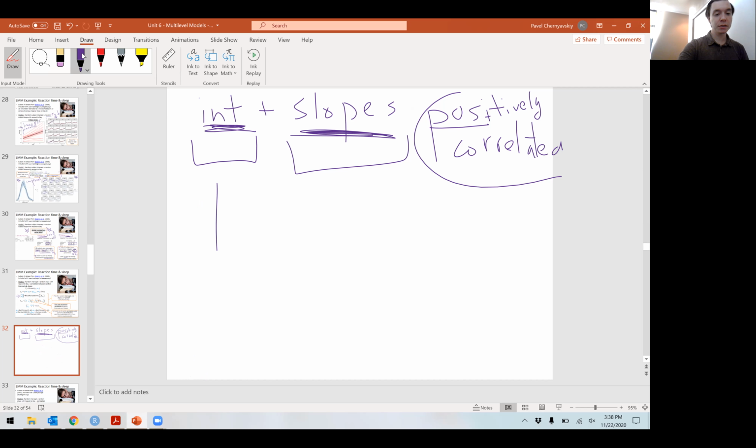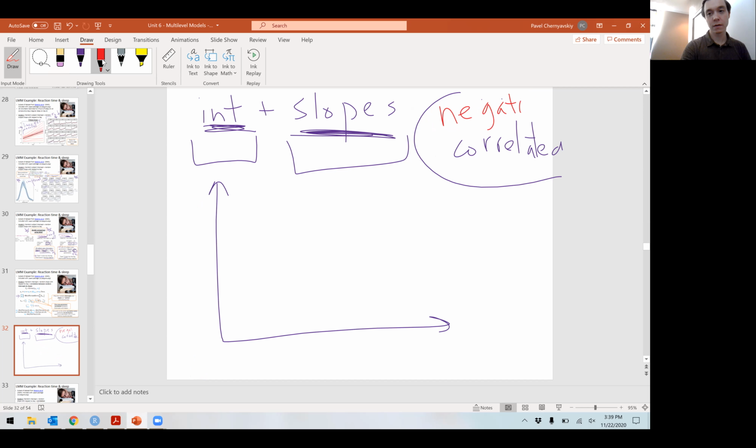What would negative correlation look like? It doesn't happen very often because remember, this is systematic. This is systematic negative correlation between intercepts and slopes. Right, this is now negative. So here, you start high, you go down. You start low, you go up. Start high, you go down. You start low and you go up.